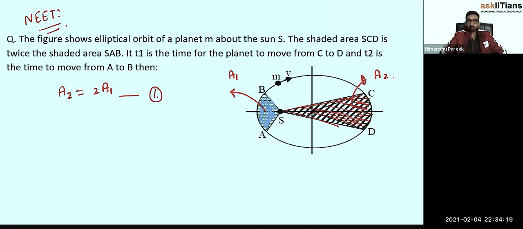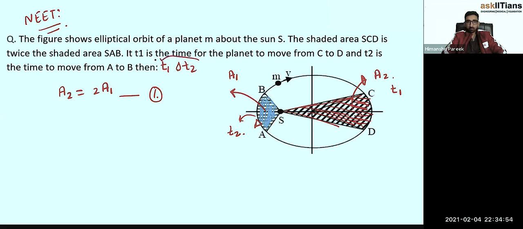T1 is the time for the planet to move from C to D. Okay, so that is T1. And T2 is the time for the planet to move from A to B. Yes, exactly. So this time is given as T2. Correct. Then what is the relation between T1 and T2? That's the question.